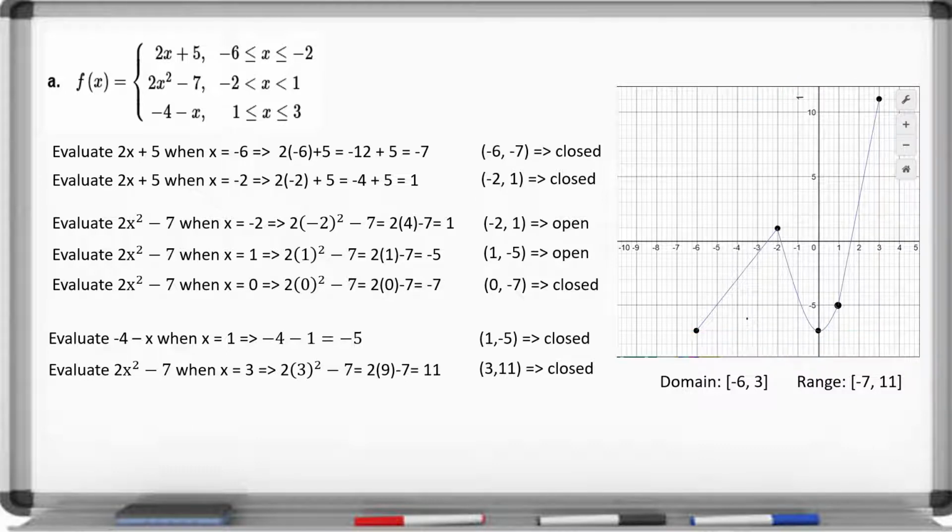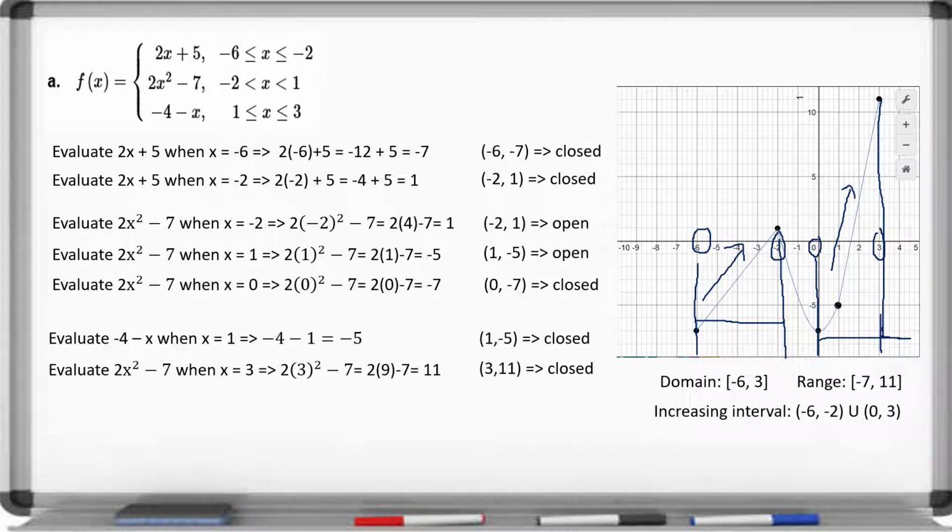Now let's look at increasing intervals. We know it's increasing here and it's increasing here in this part. So it's increasing when x is between negative 6 and negative 2, between those two x values. So from negative 6 to negative 2, it's increasing. In addition, it's increasing from x equals 0 to x equals 3. So our interval is increasing from negative 6 to negative 2, union, which is the union symbol, 0 to 3.